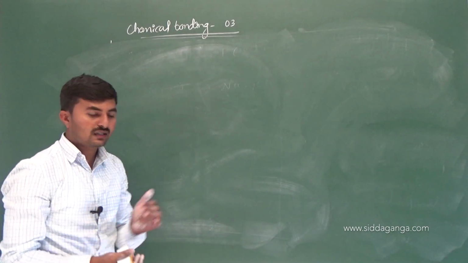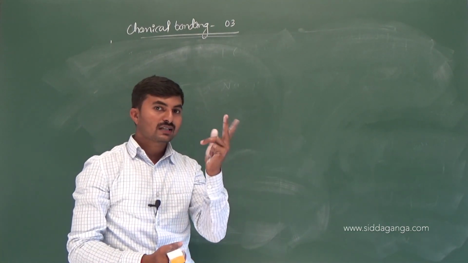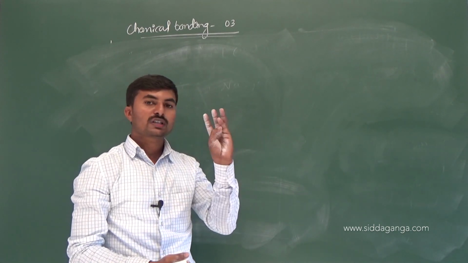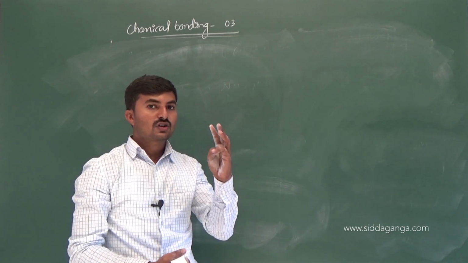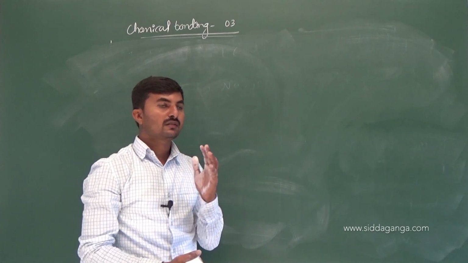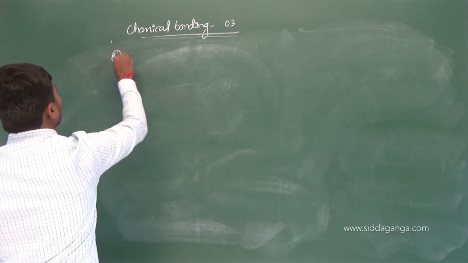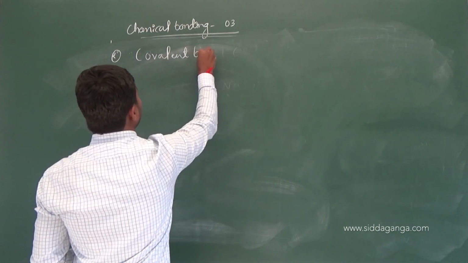Is it clear regarding the concepts of lattice energy? What is meant by lattice energy, and what is the difference between lattice energy and enthalpy of formation? Then what is meant by Hess law? How do we calculate the lattice energy of an ionic compound by using Hess law? These are all the concepts that we had discussed, and the next concept we will move on to is covalent bonding, or covalent bond.